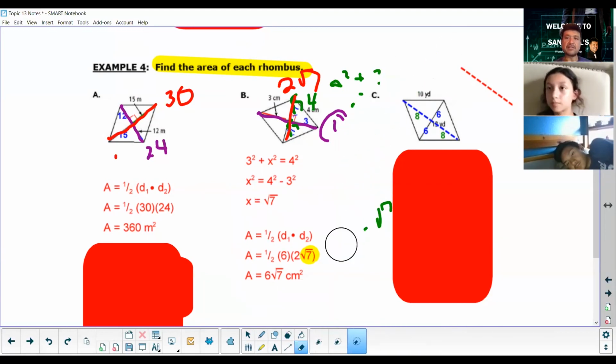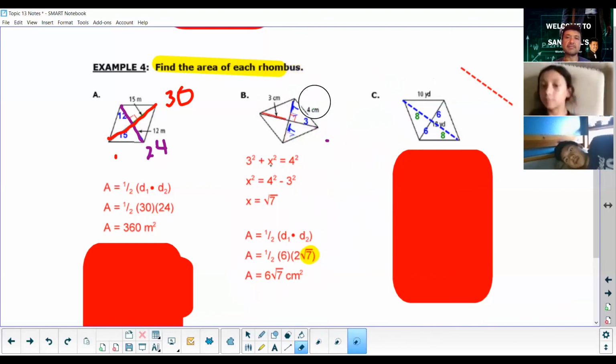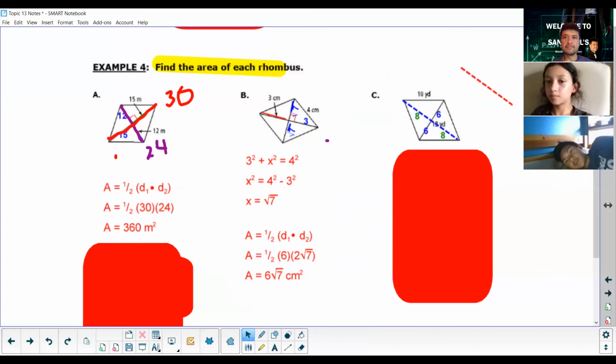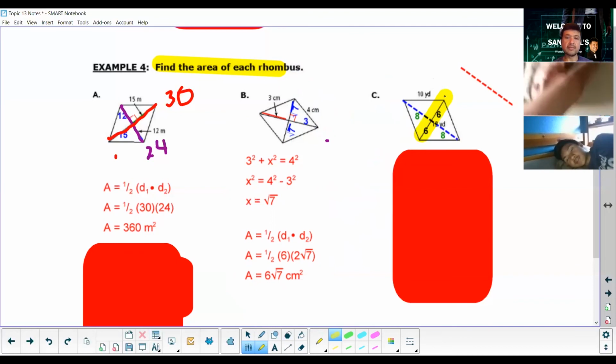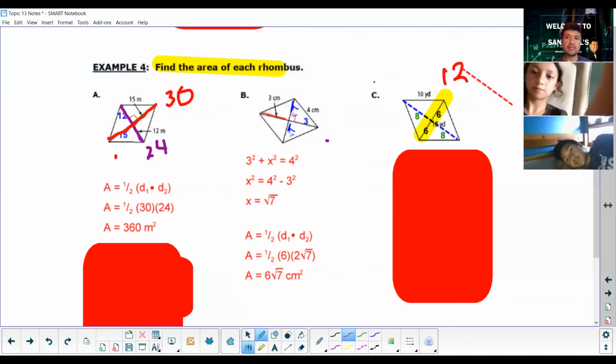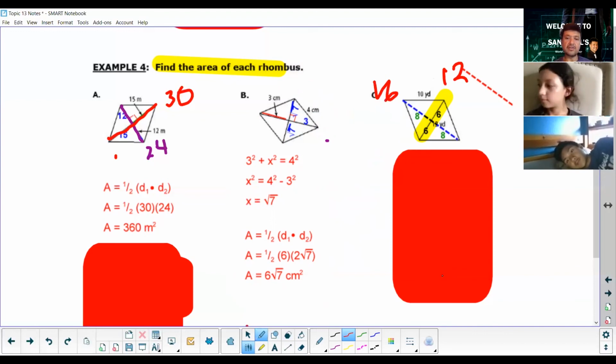All right. Now let me erase some things here. Marcus, why don't you go ahead and lead us through the last example of this? Okay, so we don't have to use Pythagorean theorem for this one. To find the longer one, we just do 8 plus 8, which is 16. And for the shorter one, it's 6 plus 6, which is 12. So then it's 16 times 12.